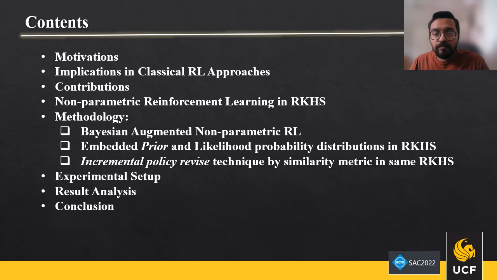I divided the methodology into three parts: Bayesian augmented non-parametric reinforcement learning, then embedding prior and likelihood probability distributions in our RKHS. Then we introduced our incremental policy revision technique by similarity metric in the same RKHS. Then I will explain our robotic experimental setup, and with the result analysis, I will conclude my presentation.